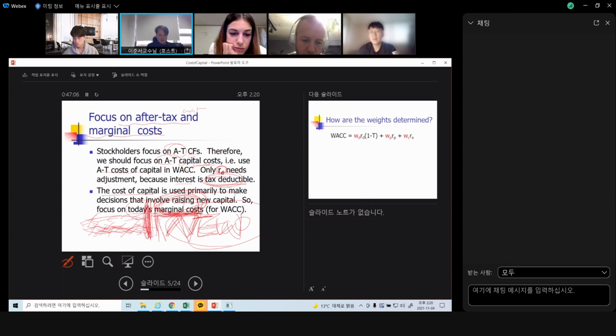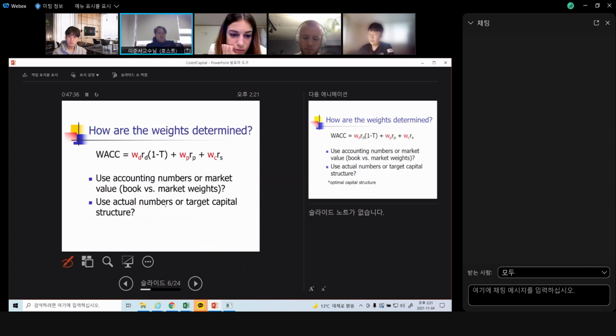From now on, when we start a new project to raise funds, how much money should we pay? That's the marginal cost. Be careful, the interest rate has some tax-deductible effect, and you should focus on the marginal cost to calculate the cost of capital, right? Another important thing is how the weights are determined. Let's take a look at them one by one.